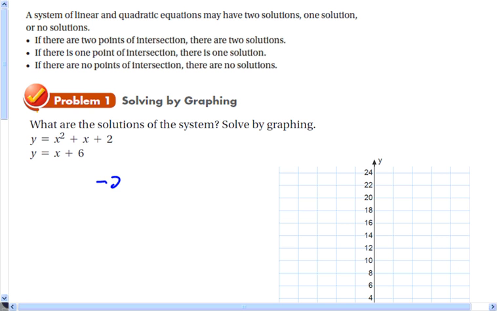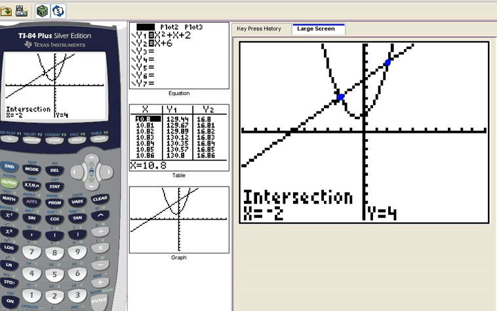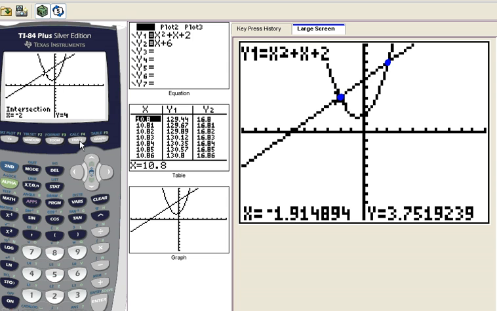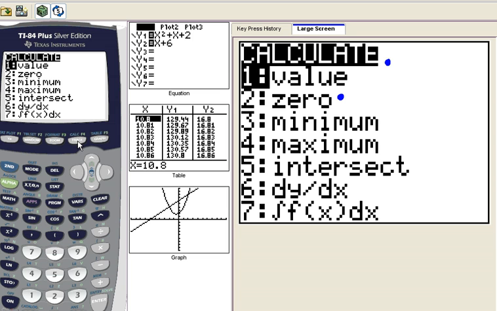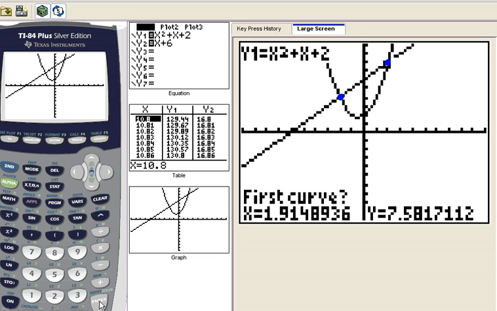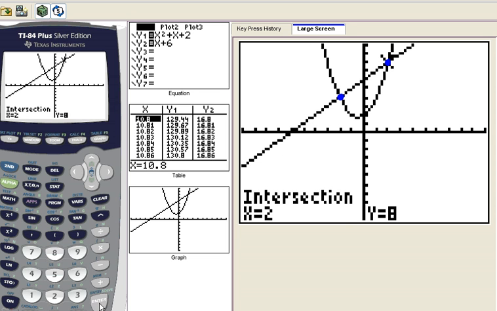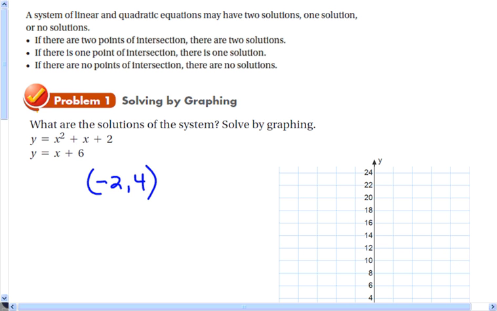So -2, 4 is one point. And the other point of intersection, we're going to press trace again, and then move the cursor to the other side, get it closer to the other point of intersection. Then press second trace, number 5 again, enter 3 times, and 2, 8 is the other point. And so we use our graphing calculator to get these 2 points.